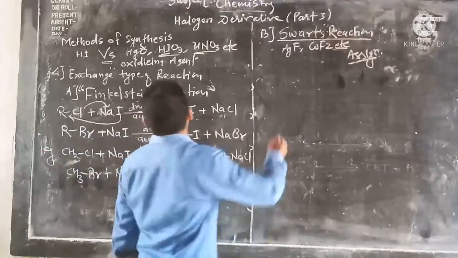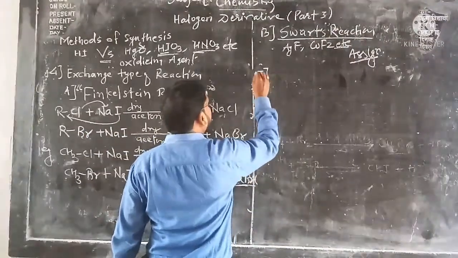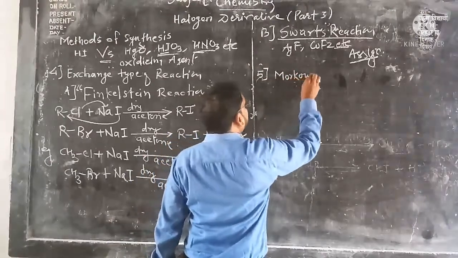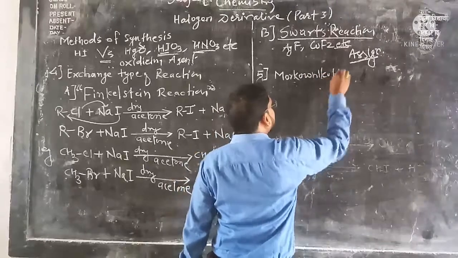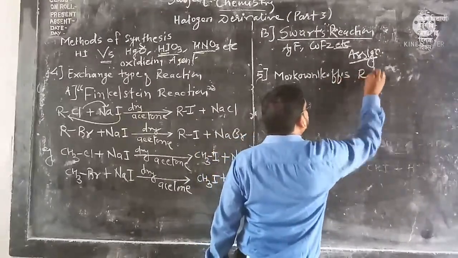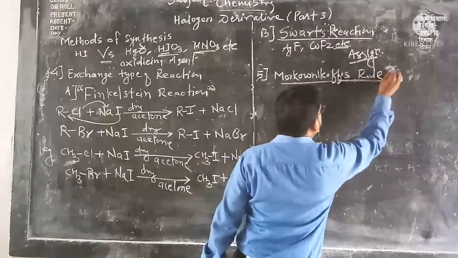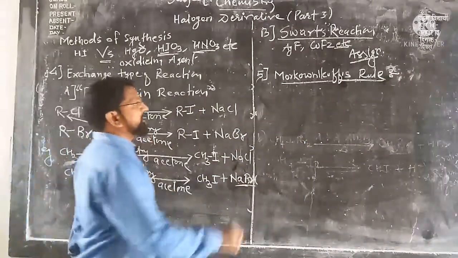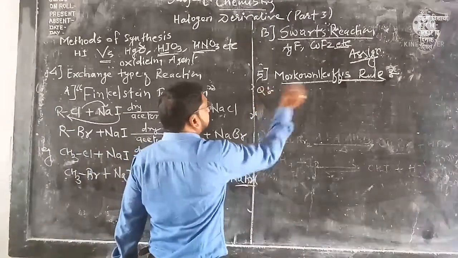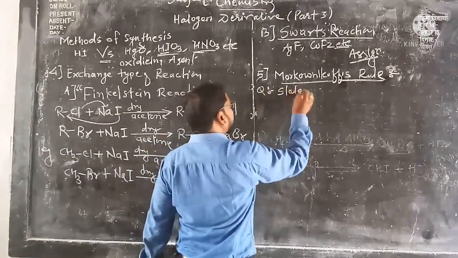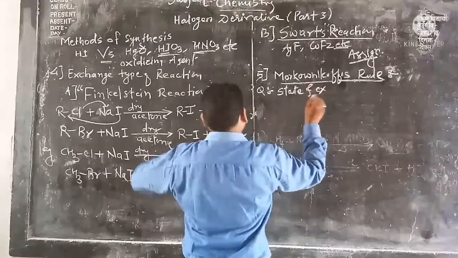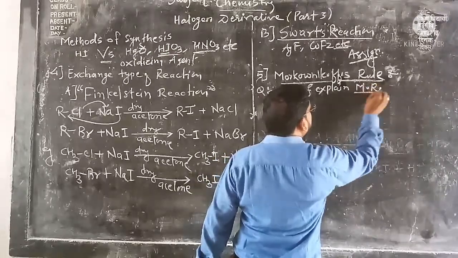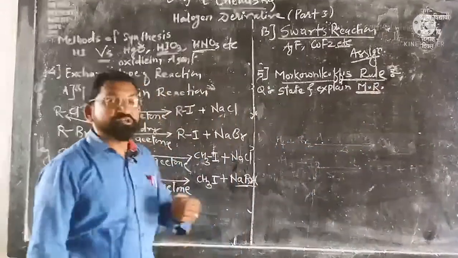Now next reaction is number 5. That is called, heading directly I am writing, Markovnikov's rule. Markovnikov's rule. Okay, this reaction is very important. Of course we have to explain this reaction. Now questions will be there. State and explain Markovnikov's rule with a suitable example.